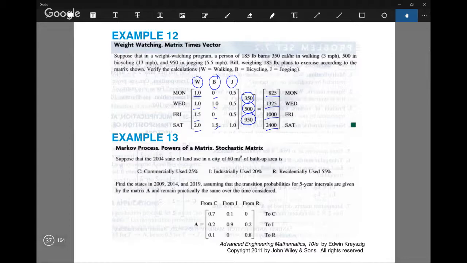Finally, here's another thing corresponding to transition matrices. Suppose in every 5 years, the fraction of commercial properties that stay commercial properties is 0.7, but commercial properties that become industrial properties is 0.2, and commercial properties that become residential is 0.1. Okay, and similarly, the fraction of industrial that stay industrial is 0.9, and so on. So this matrix is a transition matrix. It computes the transition probability every 5 years.